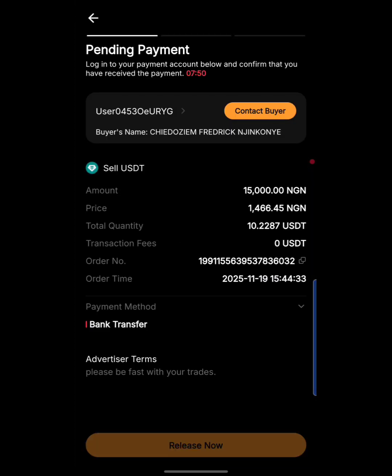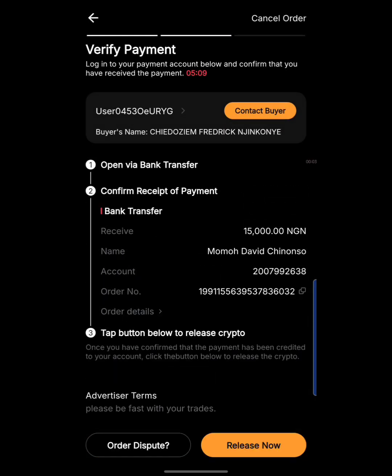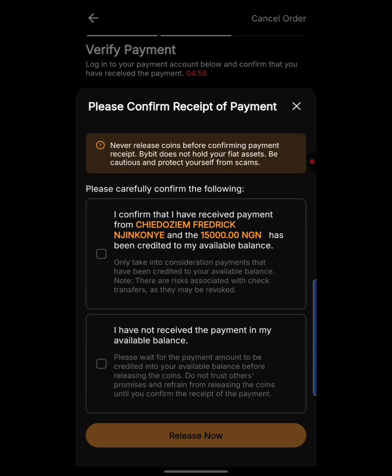So as you can see, this guy's buying 15,000 naira worth of USDT at the price of 1,466.45. Okay, the quantity would be 10.2287 USDT. All right, so this person made a payment of 15,000 naira to me right now for the sum of 10 USDT guys. Okay, so I've received the payment inside my bank account. So I'm going to hit on this place right here that says release guys. Okay, as you can see, it is confirmed that I have received payment from Shidomzim Frederick.